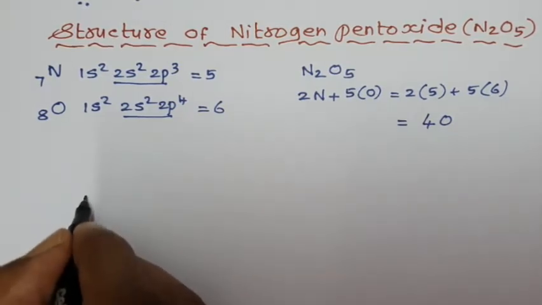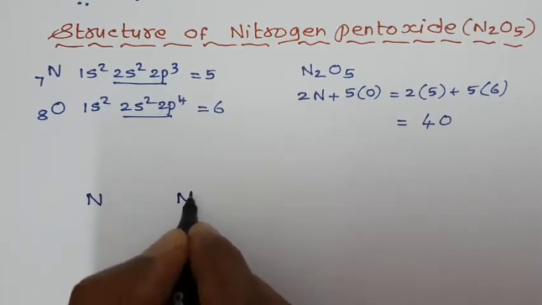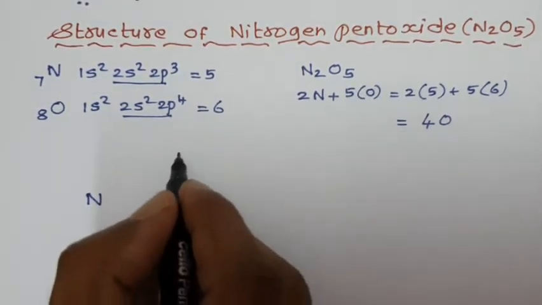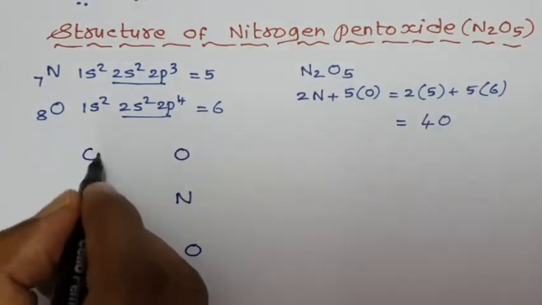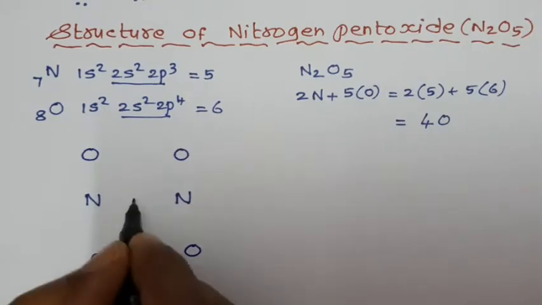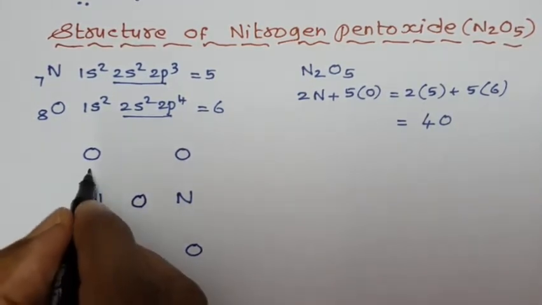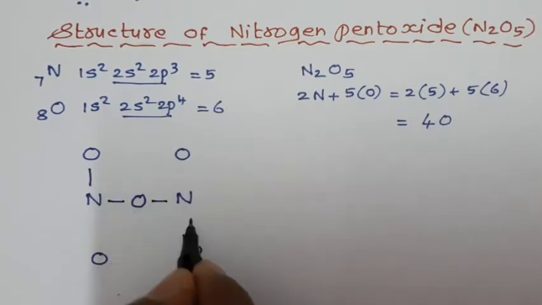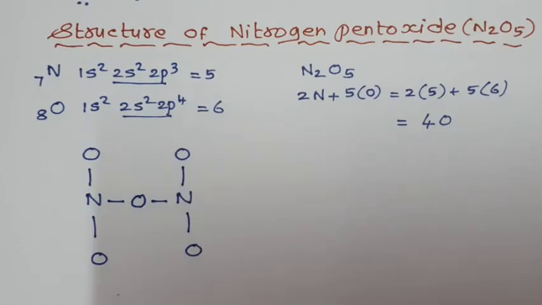How to draw the structure? We have 2 nitrogen atoms, so 1 nitrogen, another nitrogen. How many oxygen? 5 oxygen. For 1 nitrogen, 2 oxygen, another nitrogen, 2 oxygen, and 1 oxygen is written in between the 2 nitrogen atoms. Join all the atoms with a single bond.